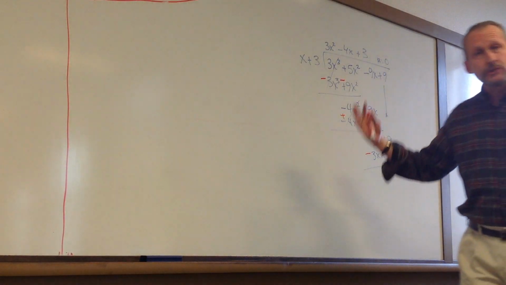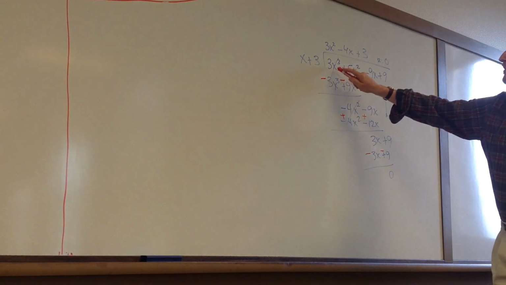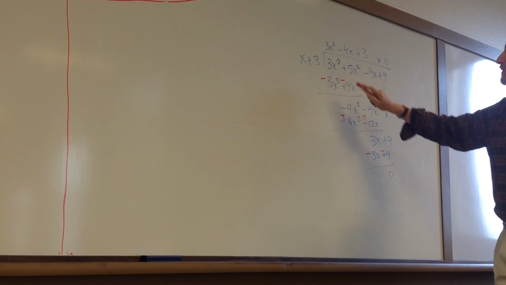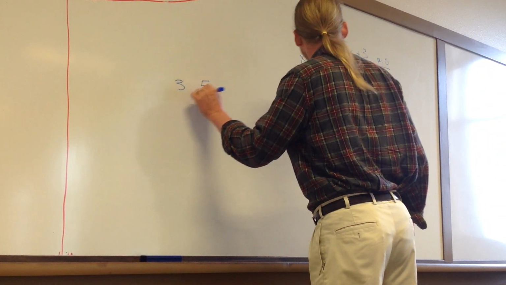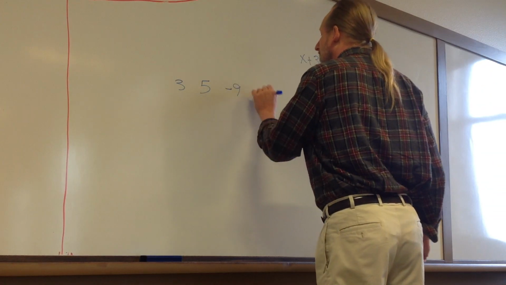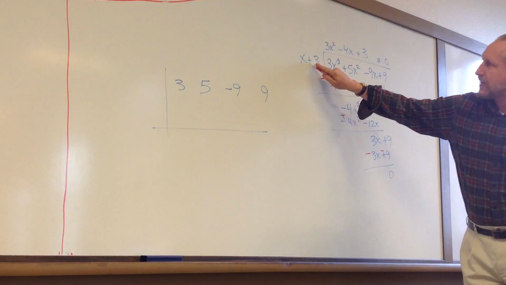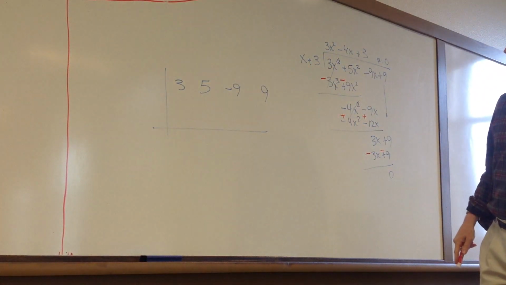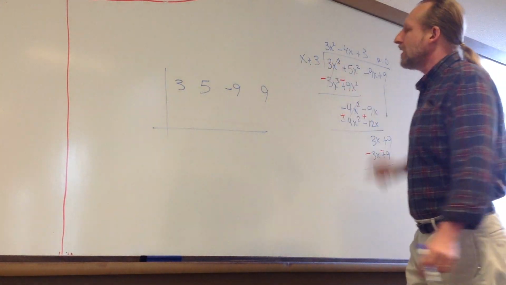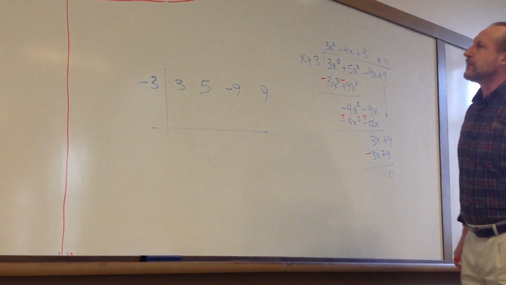Okay, now let's do this by synthetic division. First, we pick off the coefficients for all the powers of x. So we're going to have 3, 5, negative 9, and positive 9. And then remember, we need to change the sign of this at the beginning so that we don't have to keep changing the sign throughout the problem. So this says x plus 3. That means we're going to do our synthetic division with a minus 3.